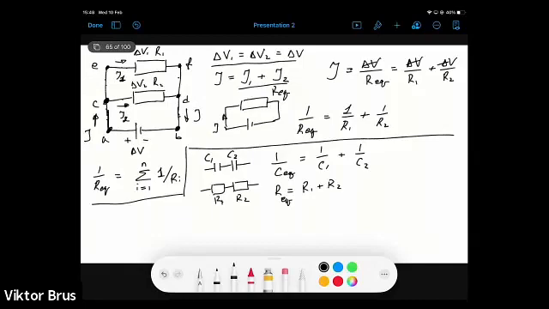And on the contrary, when we consider parallel connection of resistors and capacitors. So this relationship between connections of capacitors and resistors, please keep in mind, because it could be at some point a bit confusing.